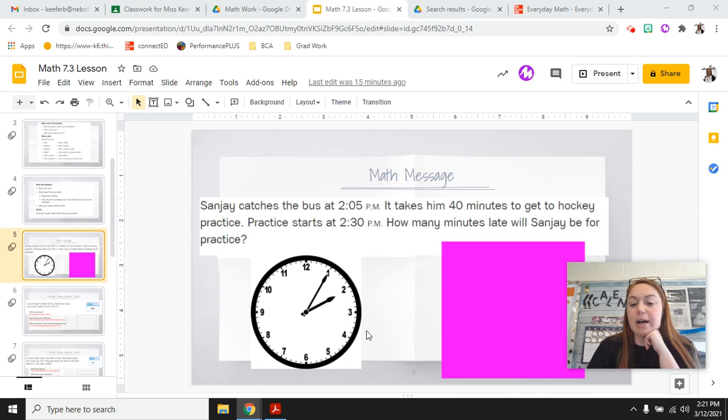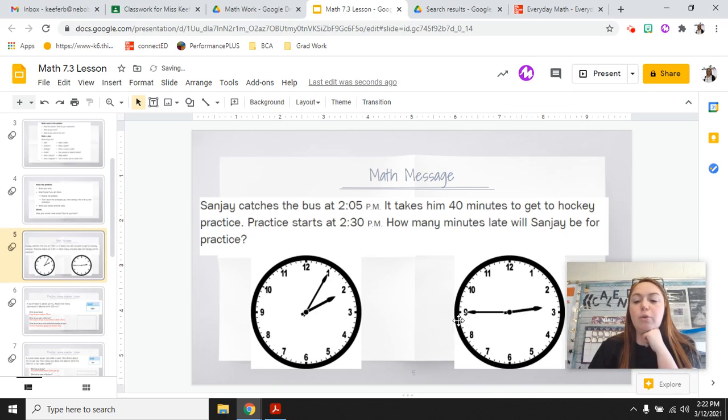You could count by 5 until you get to 40 minutes and see where on the clock that takes you. You could add 2:05 plus 40 minutes, like an addition problem. But then you have to figure out how far past 2:30 is that time. So let's start. If I do 2:05 plus 40 minutes, I'll do 5, 10, 15, 20, 25, 30, 35, 40. It would take me to 2:45, right?